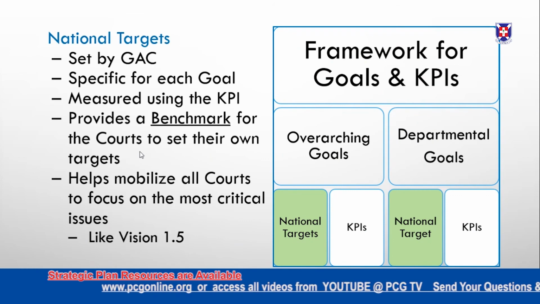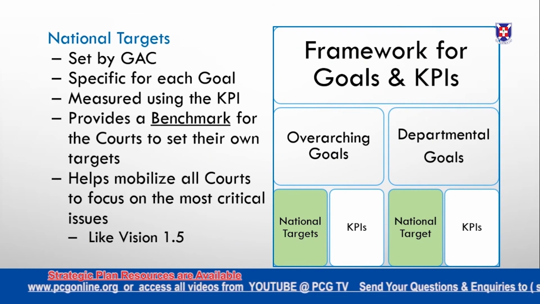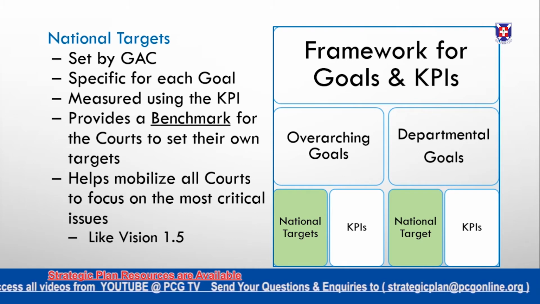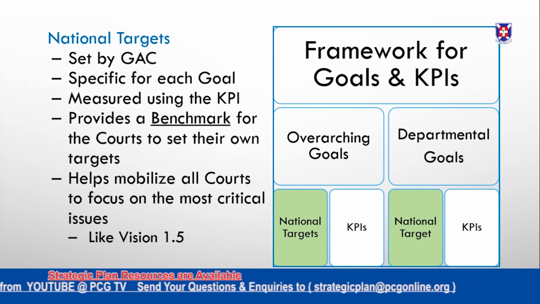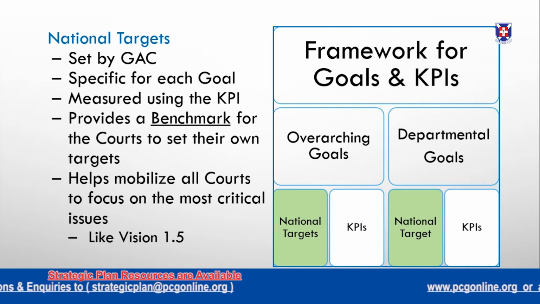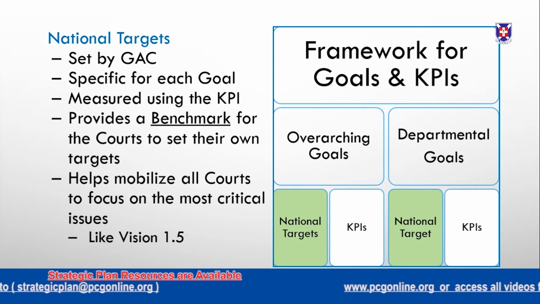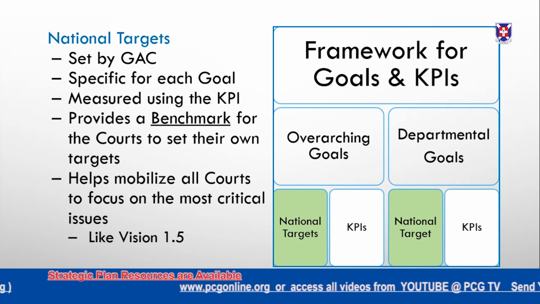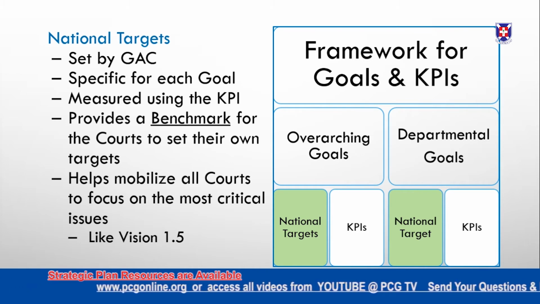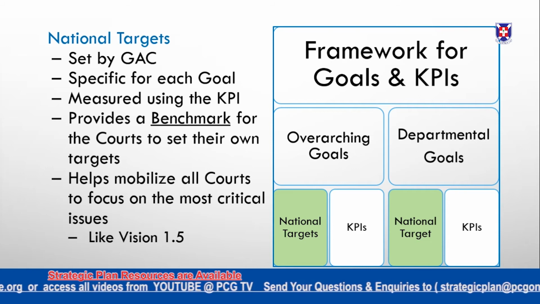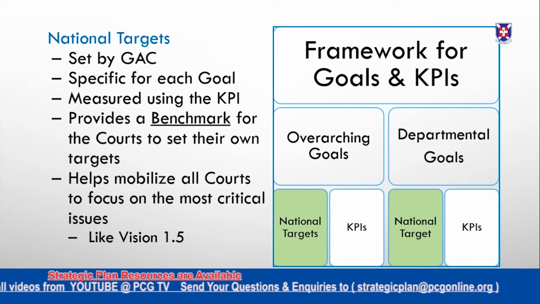Then also, for each of the goals, so you either take an overarching goal or a departmental goal, and for each of them, there's what we call a national target. That means at the national level, a target has been set to be achieved by the congregation, by the district, and by the presbytery, and of course at the national office also. So these are called the national targets. And they are specific for each goal. And these targets are measured using the KPI. So the key performance indicator is a measure that is used to measure whether you have been successful in achieving the target or not.